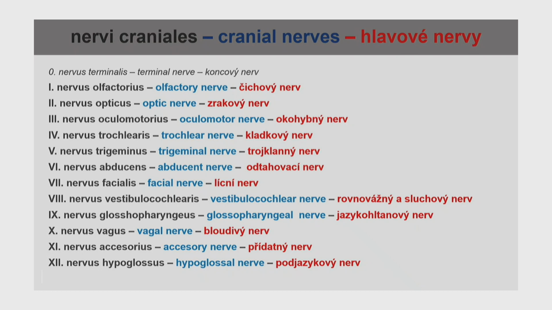Trigeminal nerve is cranial nerve number 5, which is divided into three branches that you definitely have to know: the first branch, second branch, and third branch of the trigeminal nerve as V1, V2, V3. The first one is the ophthalmic nerve, the second one is the maxillary, and the third one is the mandibular nerve. So those are the three branches.